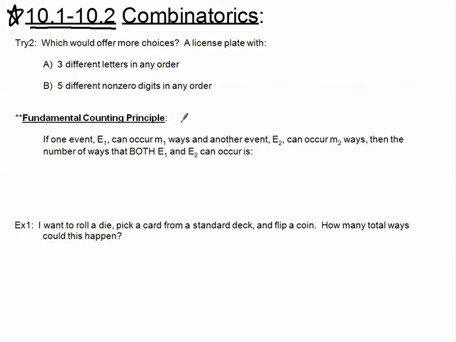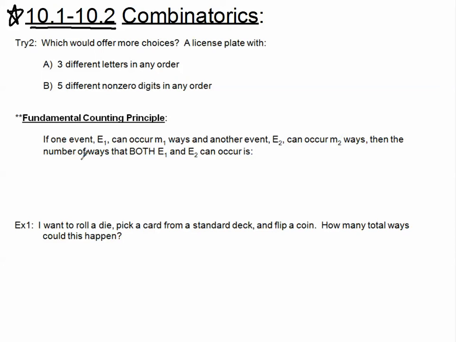I like to use this as often as I can. And what that says is if we have a certain event, I'm just going to call that event E sub 1, and it can occur a certain number of ways. I'll just call that M sub 1 number of ways. And we have another event, and I'll call that second event E sub 2, and it can occur a certain number of ways. Let's just call that M sub 2.